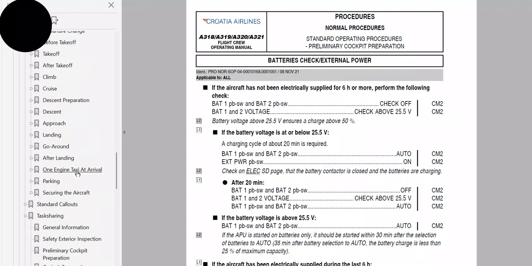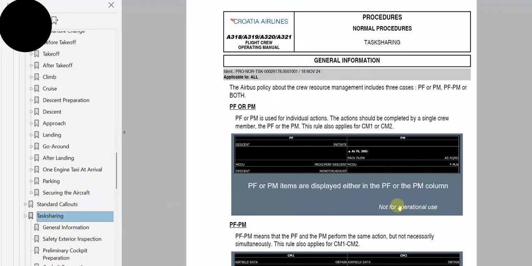For that purpose Airbus developed this chapter, task sharing, where you can find it in a better way for you to learn it. But before we start with this one, just an explanation about the roles in the Airbus. We have CM1, CM2, pilot flying or pilot monitoring. CM1 is usually the left-hand seated pilot, captain, CM2 co-pilot, pilot flying, the one who flies, and pilot monitoring, the one that monitors.